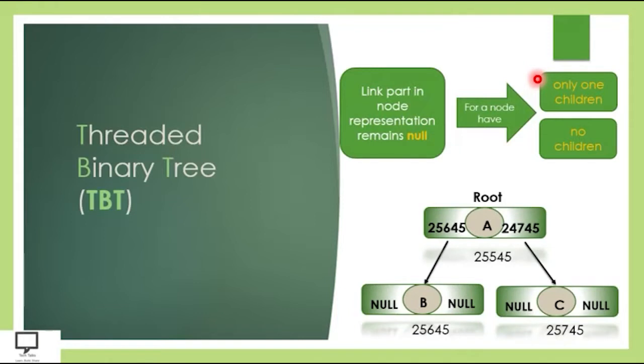So here you can see the example. These are the null pointers for node B, and for node C these are the null pointers, because B and C are both leaf nodes. So we will make use of these null pointers to construct it as a threaded binary tree. Before going to the construction or the operations that can be performed on a threaded binary tree, let's see what the types of threaded binary tree are.